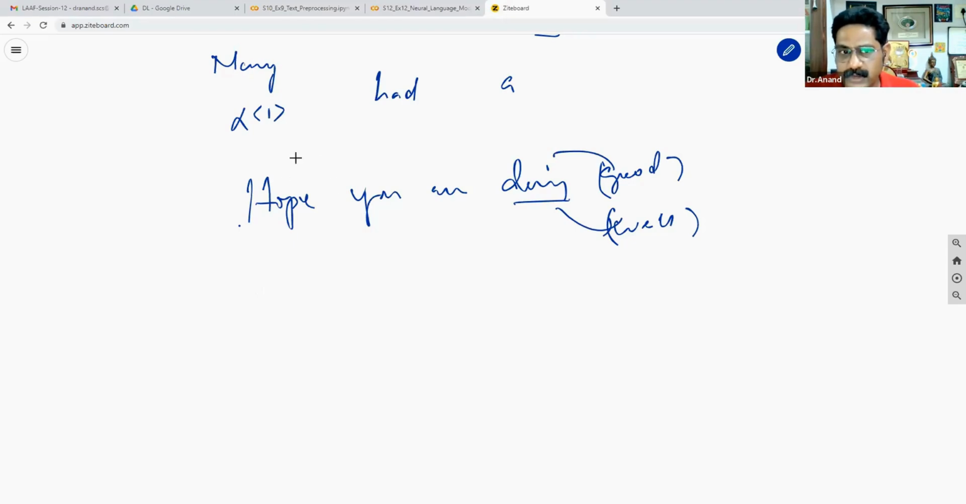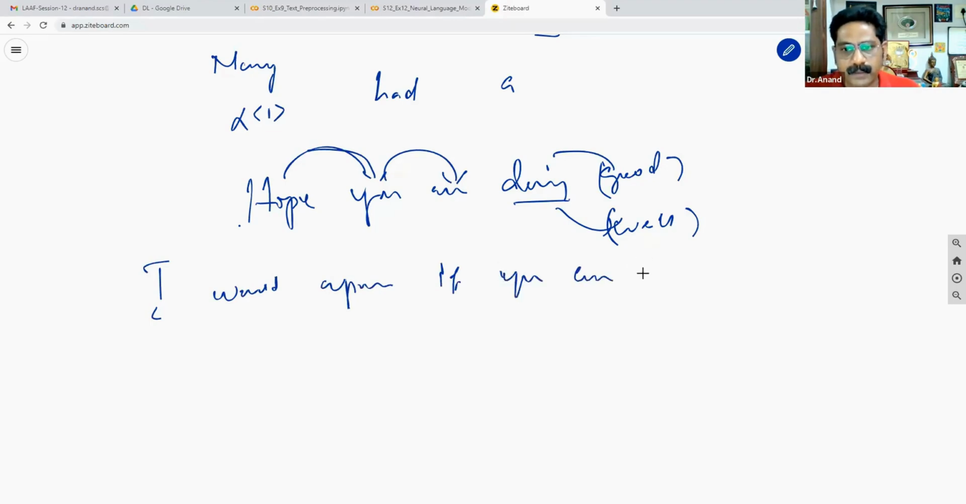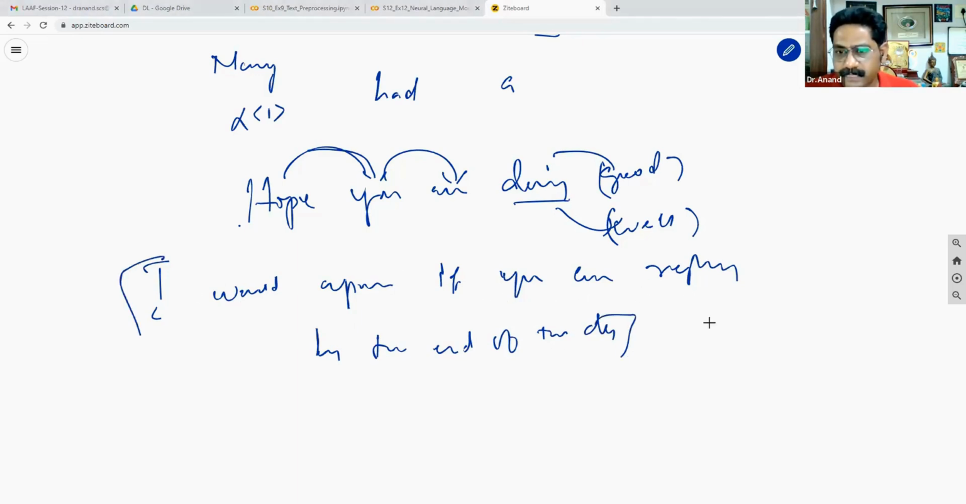So what is the output for this token? For this token, what is the output? So any lengthy sentences you can give. For example: I would appreciate it if you could reply by the end of the day. These are some of the standard sentences we use in our official email conversations. So I can train on these kinds of lengthy sentences like this.